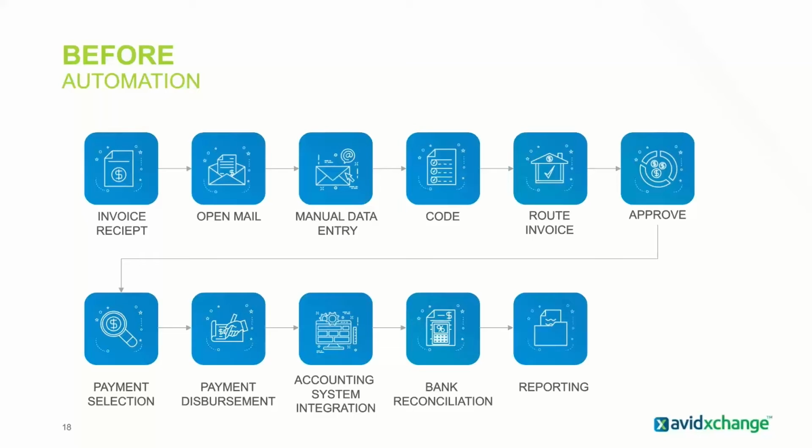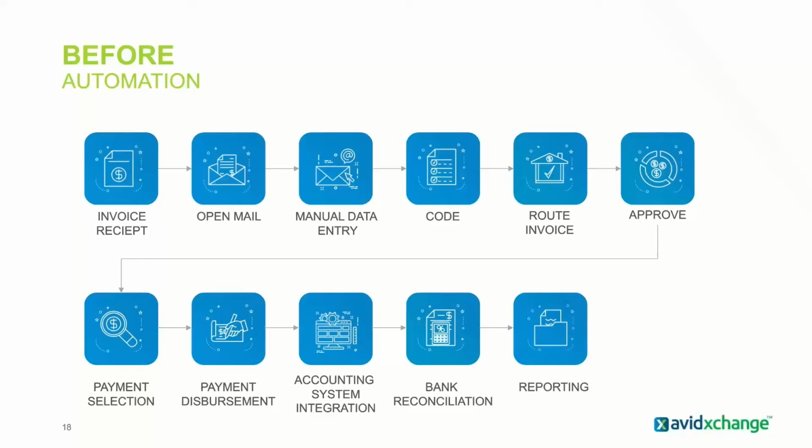So this is probably, when you look at this before automation slide, what you envision a manual AP process to look like. This may be something that you're experiencing today, where the invoices come in, someone's having to open them, and then someone's having to code them. A lot of times you might actually be writing the GL code on the invoice itself.